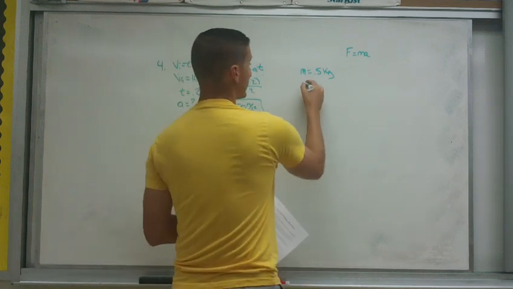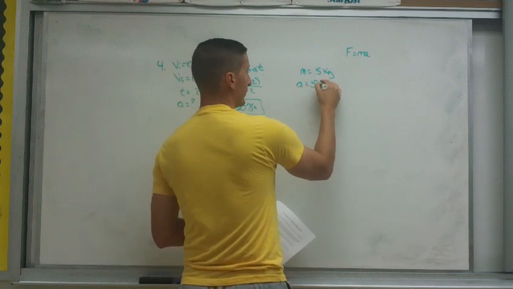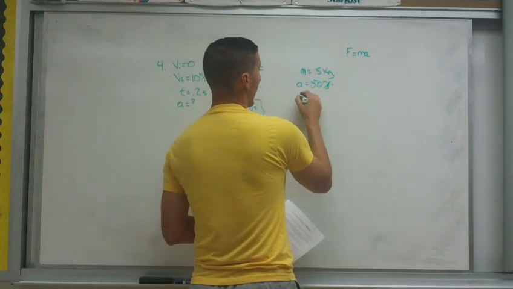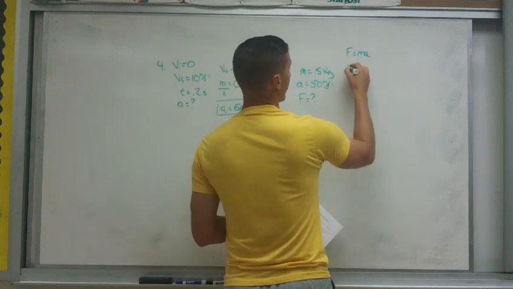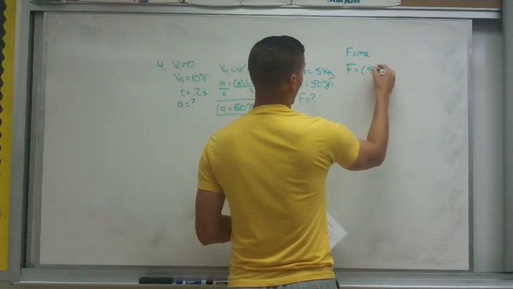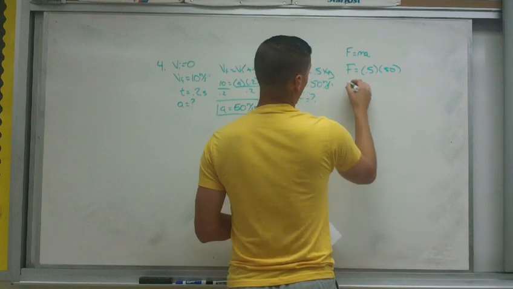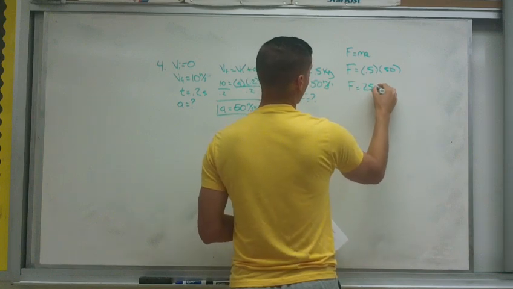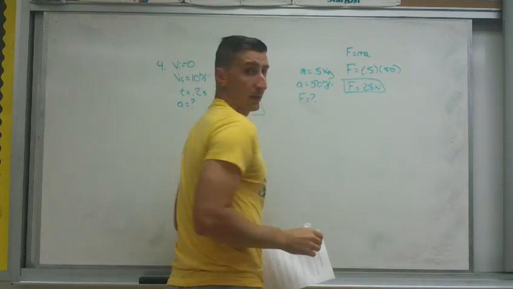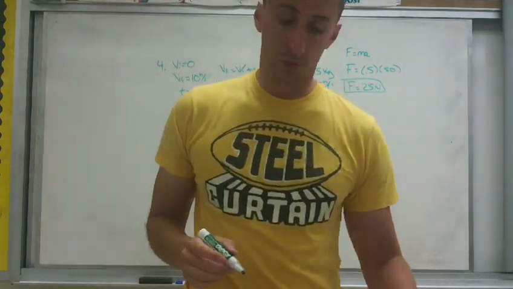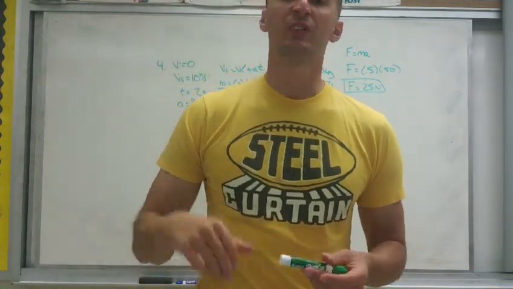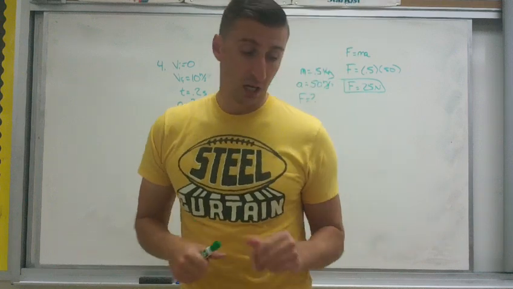So again, I can use this. Now I know the acceleration it undergoes. It's 50 meters per second squared. I need to find the force. So force is equal to 0.5 times 50. Well, half of 50 is 25 newtons. So your foot puts on a 25 Newton force while the football is in contact with the toe.